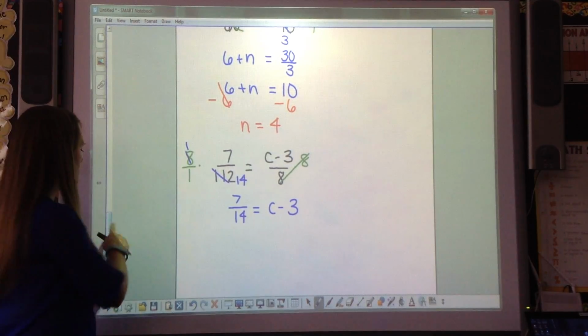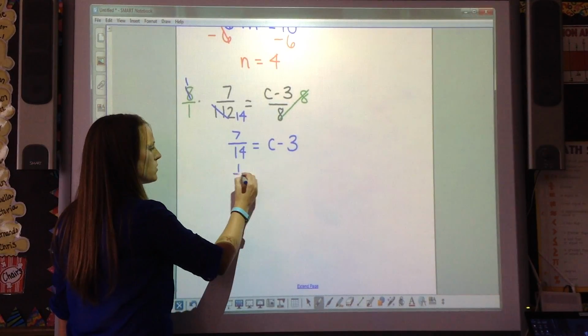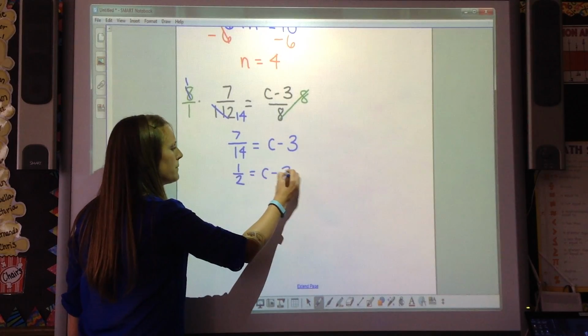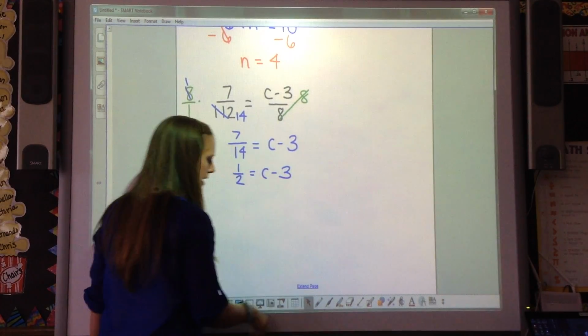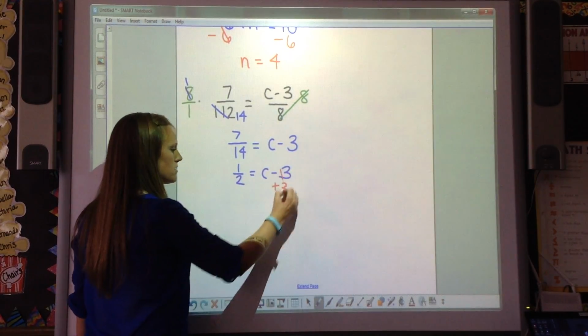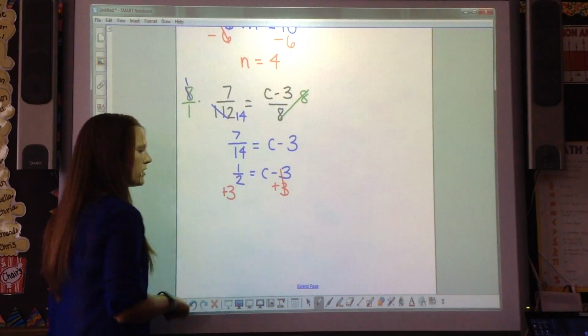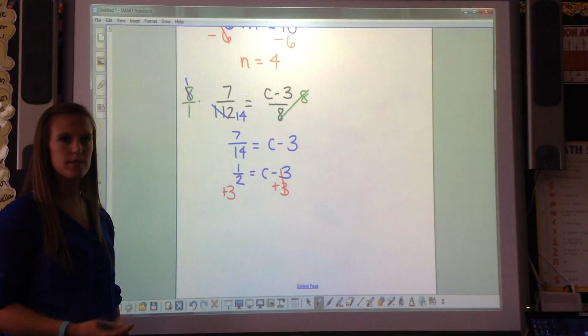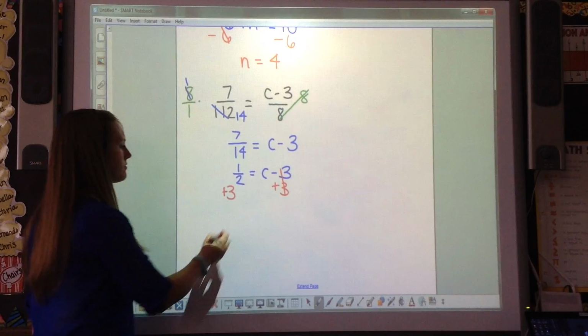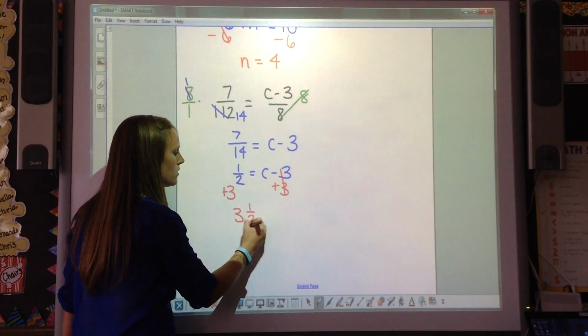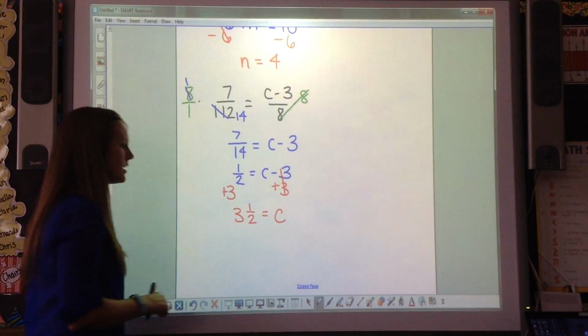I can reduce this left side a little bit. I'm going to reduce this to 1/2. And then I'm going to bring the 3 over right back. These are like terms because they both don't have a variable. So 3 plus 1/2 is 3 1/2. That would be my final answer.